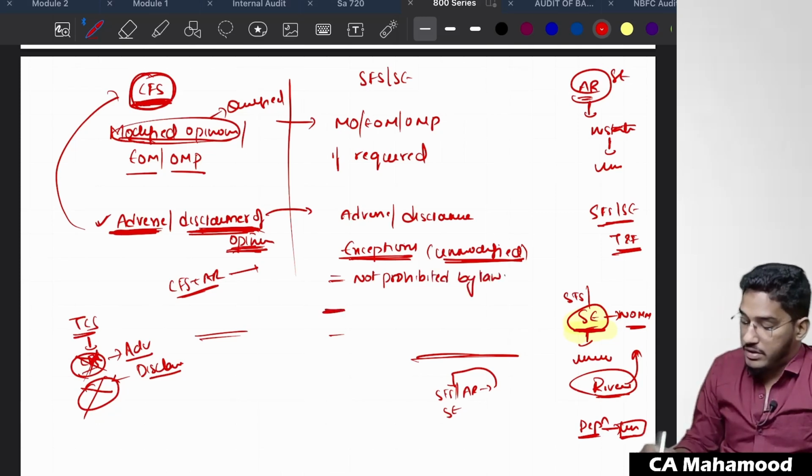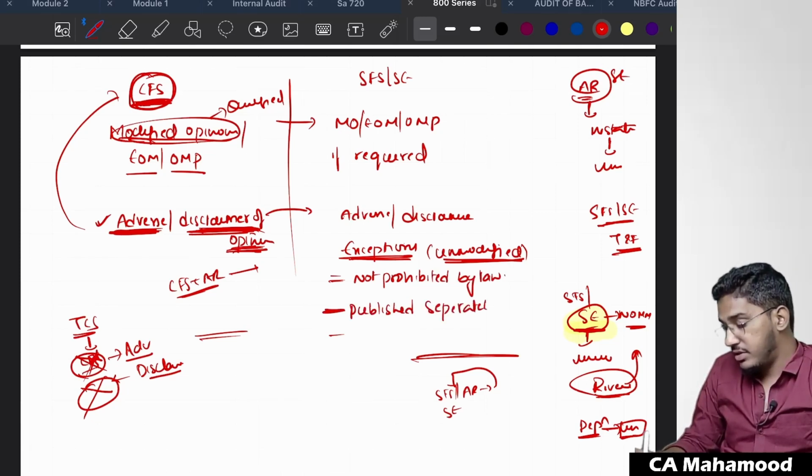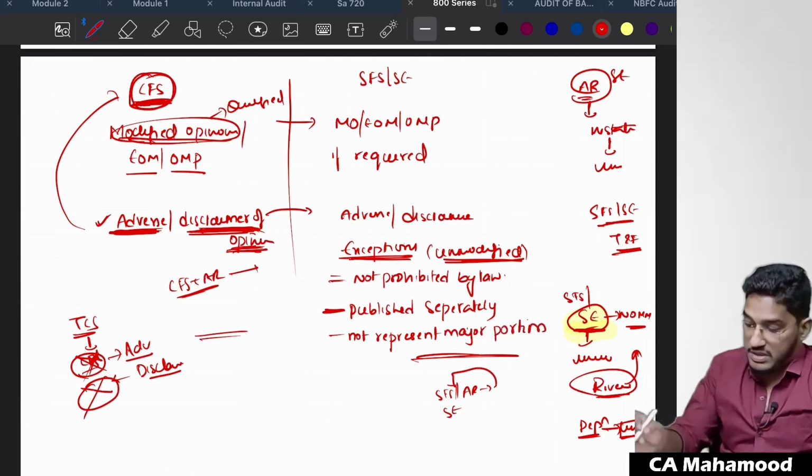Then the second one, published separately. This audit report and standalone financial statements are published separately, not in a single document, and that specific element does not represent a major portion of the financial statements. Not representing a major portion. This is important. This part is very, very important.